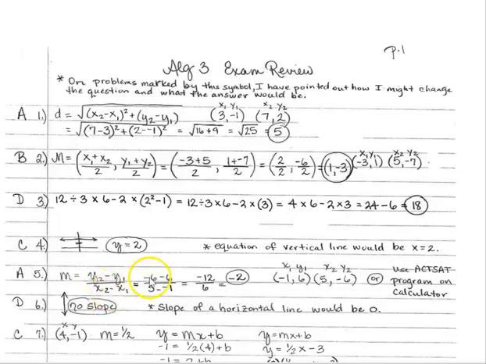So we're going to say y2 is -6 minus y1 is 6. And then x2 is 5 minus x1 is -1. So -6 minus 6 is -12, and 5 plus 1 would give us 6, so that would give us a slope of -2. For number 6, it says, what's the slope of a vertical line?